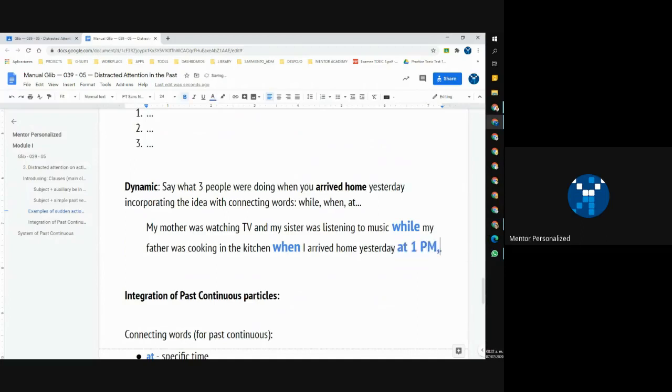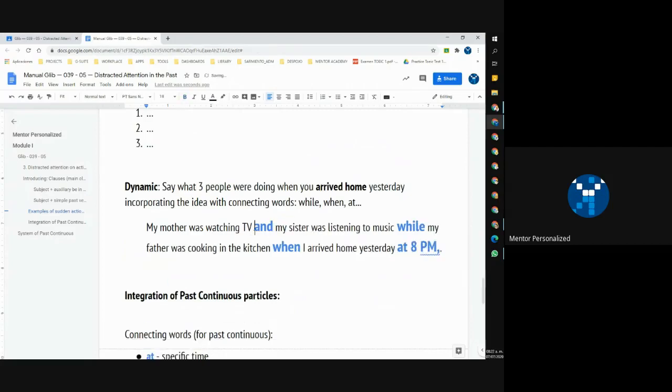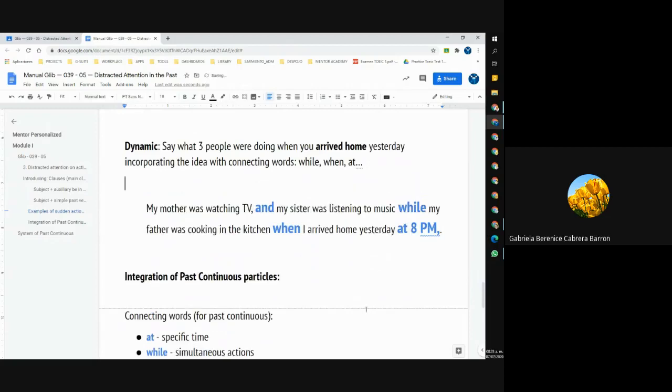Okay, or like this. You see? We are even using and. That's another possible word to use here. My mother was watching TV, and my sister was listening to music while my father was cooking in the kitchen when I arrived home yesterday at 8 p.m. Repeat. My mother was watching TV and my sister was listening to music while my father was cooking in the kitchen when I arrived home yesterday at 8 p.m. Very good. Repeat. My mother was watching TV. Very good.